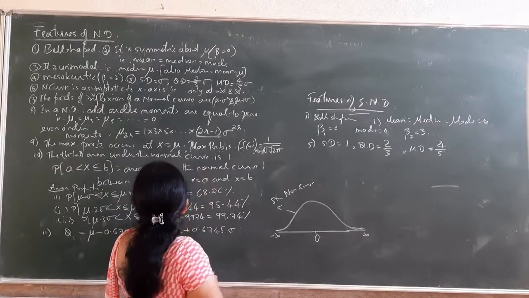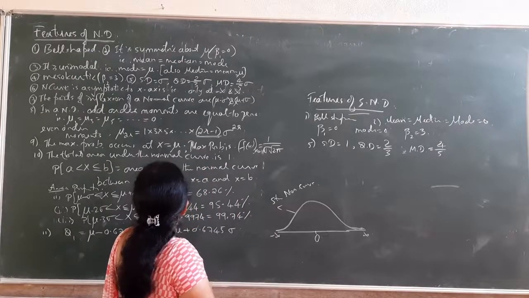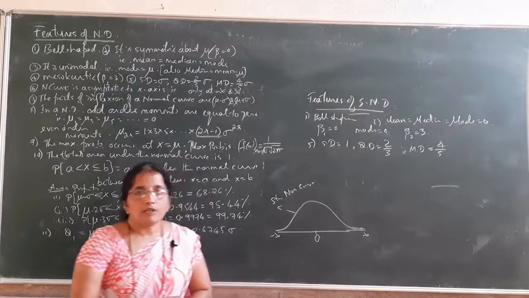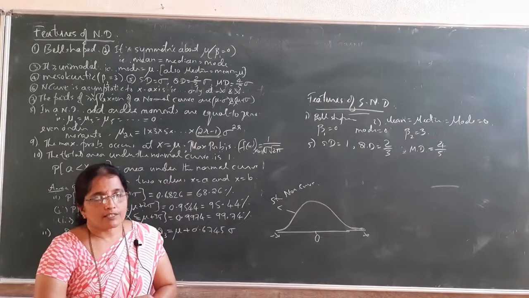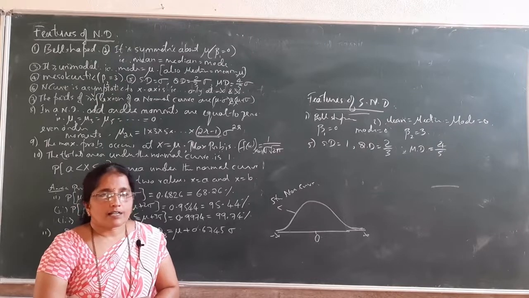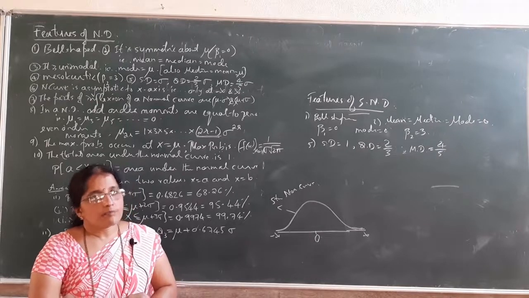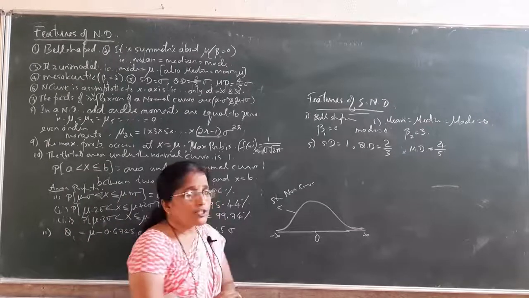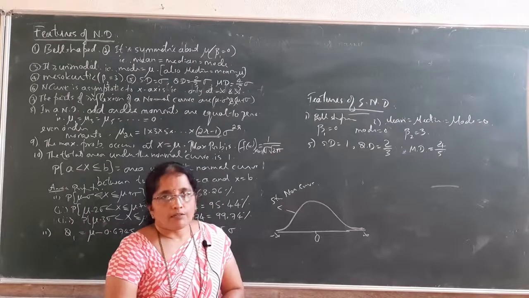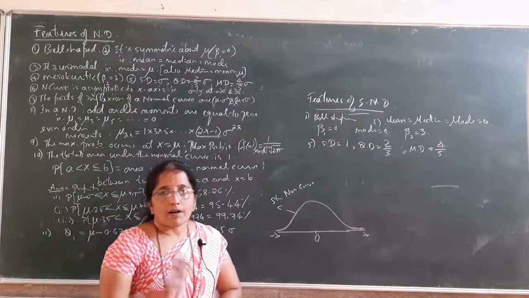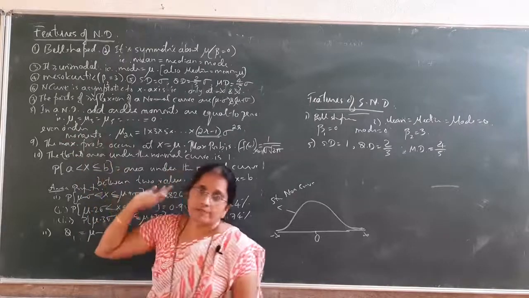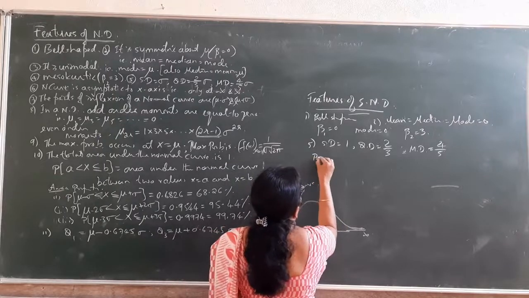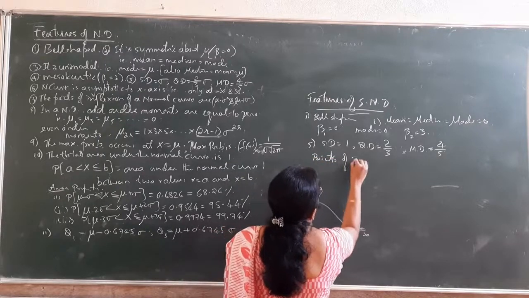And the next feature, the sixth one: the normal curve is asymptotic to the x-axis. Here also the standard normal curve is asymptotic to the x-axis. It touches the x-axis only at minus infinity and plus infinity, same feature. The next feature: the points of inflection of a normal curve are mu minus sigma and mu plus sigma. I wrote that here, right? Then in a standard normal curve, what are the points of inflection?